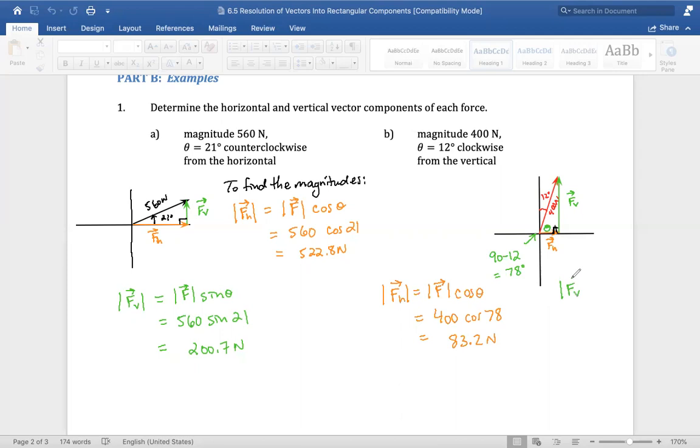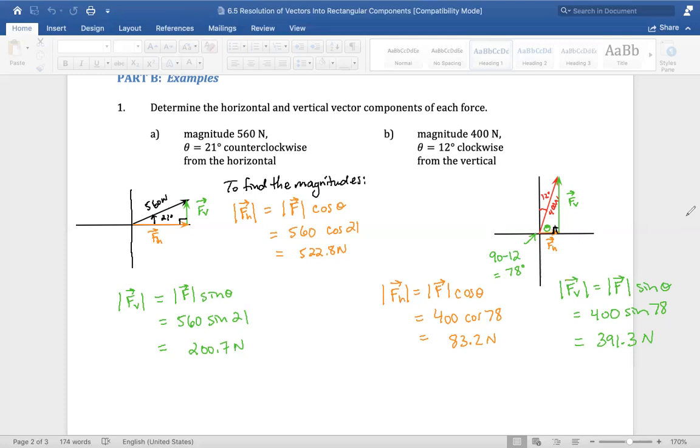And then to get the vertical component of my vector, it's equal to the force on the original vector times the sine of theta. Again, that force was 400 newtons times sine of the same angle. It's always going to be the same angle; it's just that your sine and cos are changing. So 400 sine of 78 is 391.3 newtons. And looking at it, the vertical looks bigger than the horizontal, so that number should be larger than that number there.